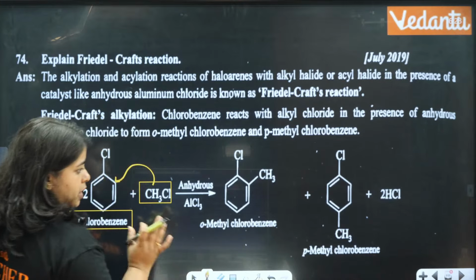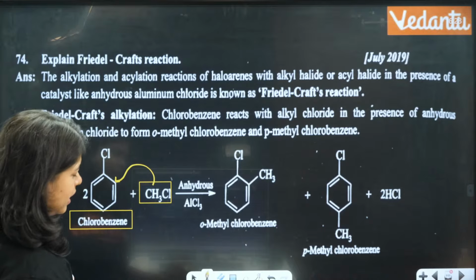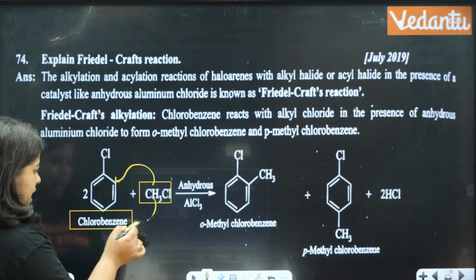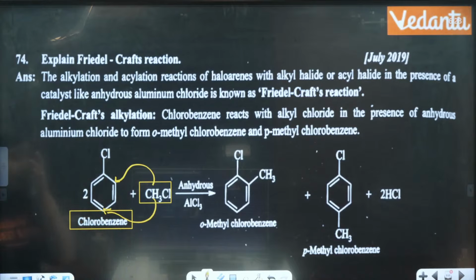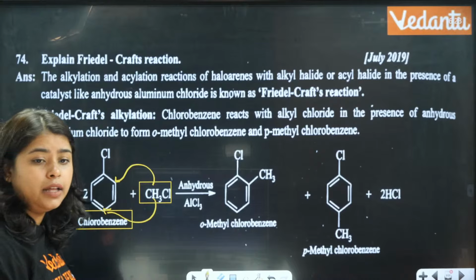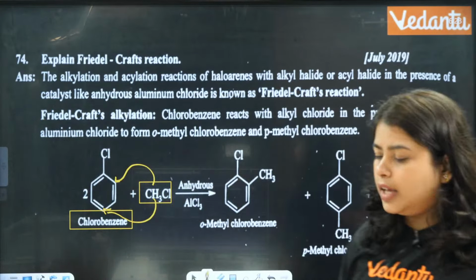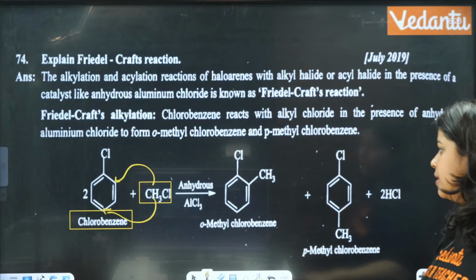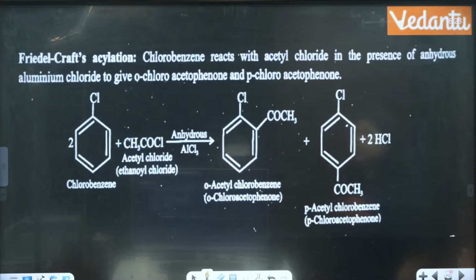Then plus we are going to get para-methyl chlorobenzene also. Clear? Plus 2HCl, in the presence of AlCl3. Clear? Next, Friedel-Crafts acylation.